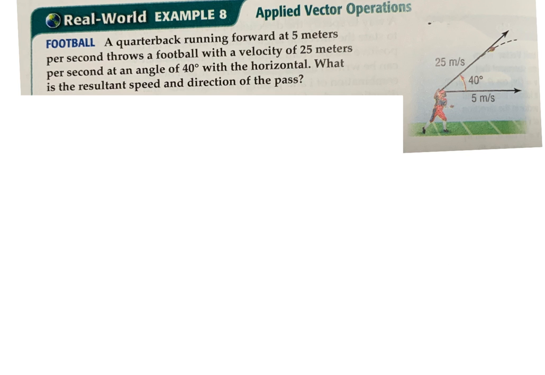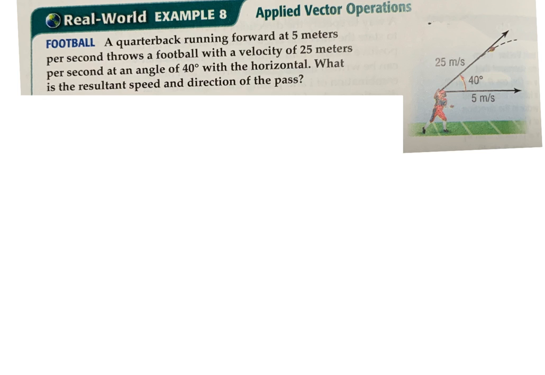Running forward at 5 meters per second, throws a football with a velocity of 25 meters per second at an angle of 40 degrees with the horizontal. What is the resultant speed and direction of the pass? All right. Hopefully we have time to do that. I need component form, and I need the movement of the guy running in component form. They're both affecting it.